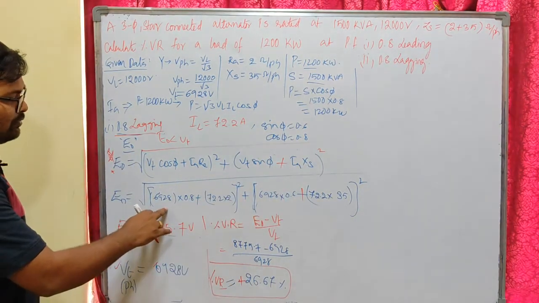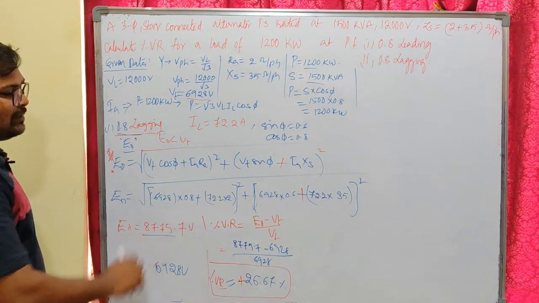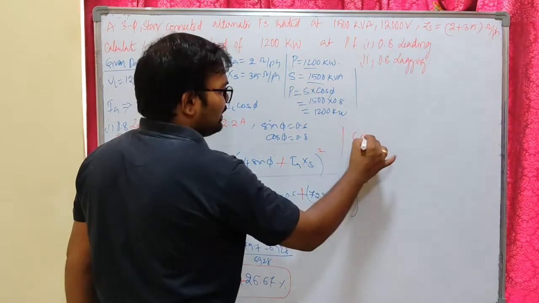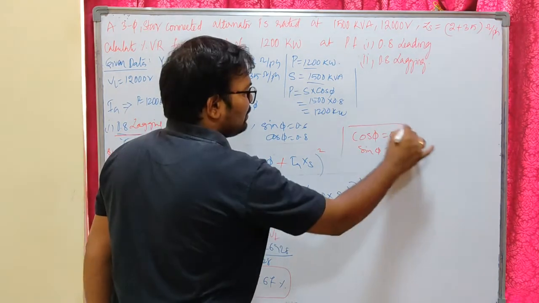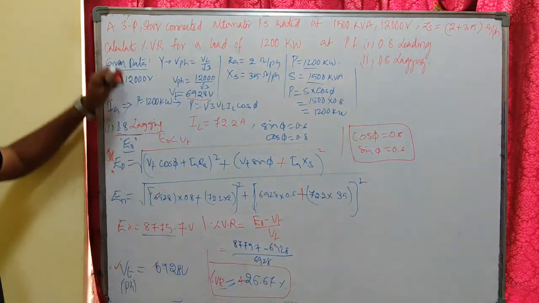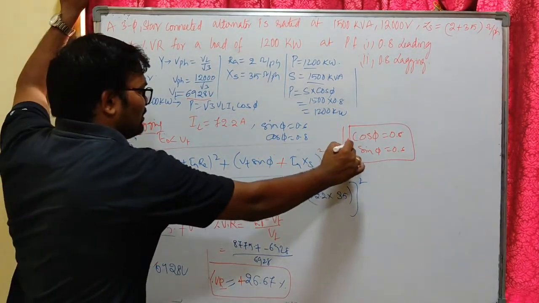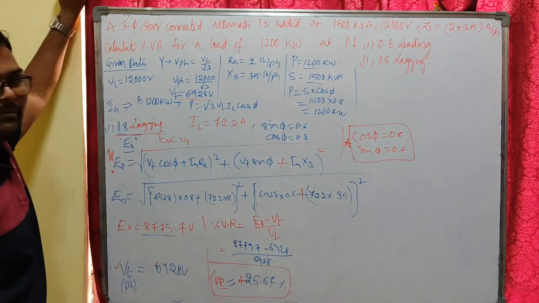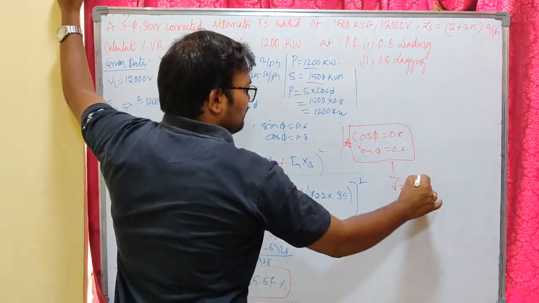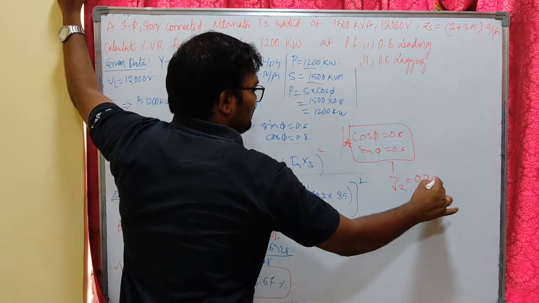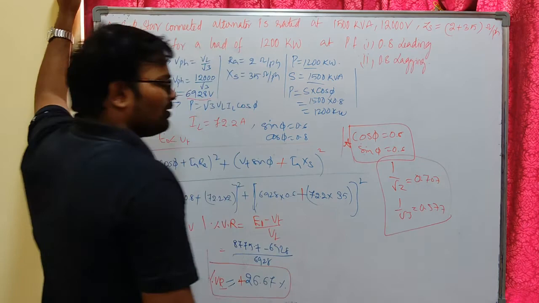If you substitute the values, Vt is 6928 volts, the phase voltage of the terminal voltage, into cos phi which is 0.8. You should remember this: if cos phi is 0.8, sin phi will become 0.6. You should remember these values if you are trying for GATE. If you are trying to give GATE, you should remember these small things. If cos phi equals 0.8, sin phi will become 0.6, and 1 by root 2 equals 0.707, and 1 by root 3 equals 0.577. So these values should be remembered if you are trying for GATE.